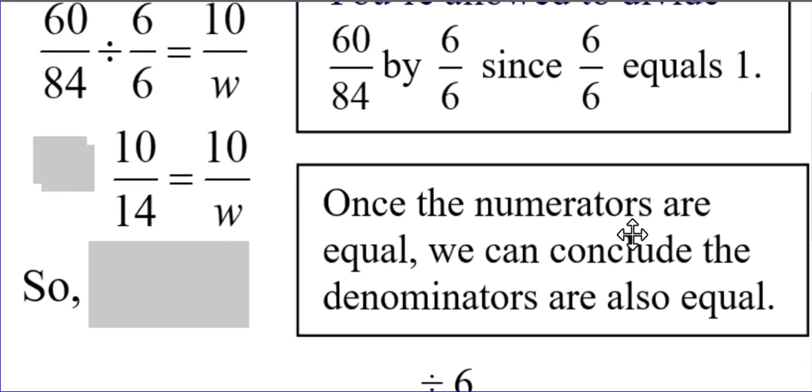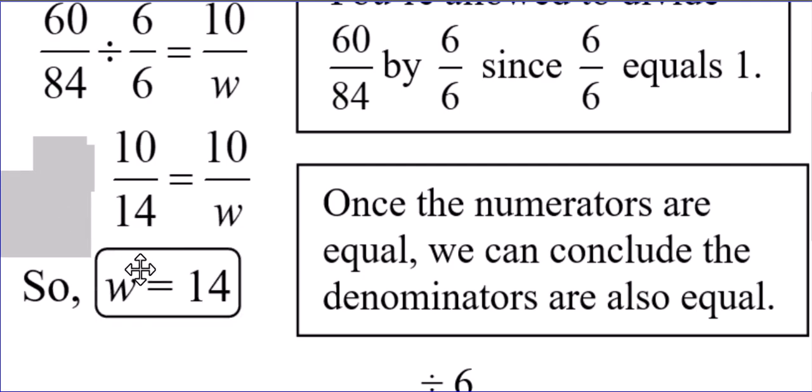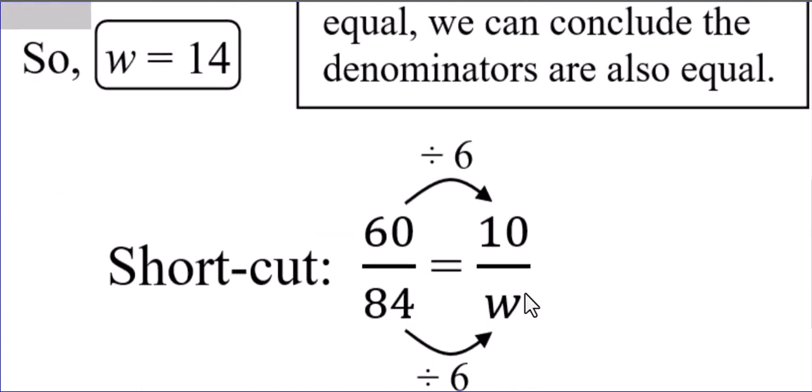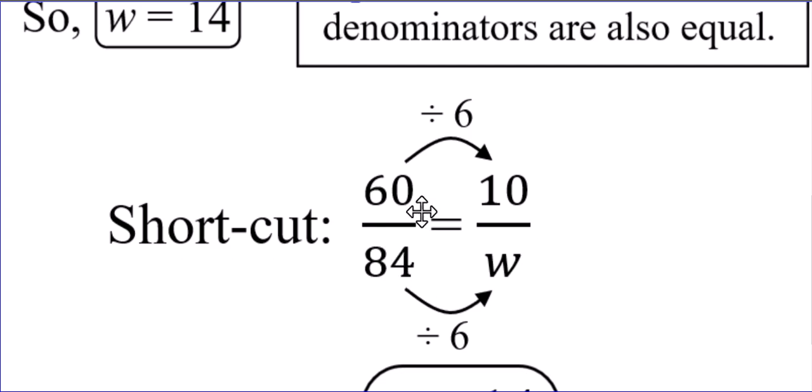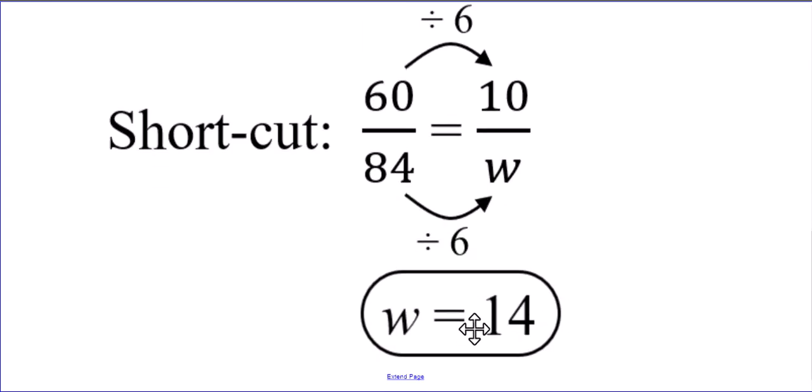Once the numerators are equal, we can conclude the denominators would also have to be equal, and therefore W is equal to 14. So shortcut again. You could divide sometimes for shortcuts. To get from here to here, we divide by 6. So we take 84 divided by 6 to get the answer for W.